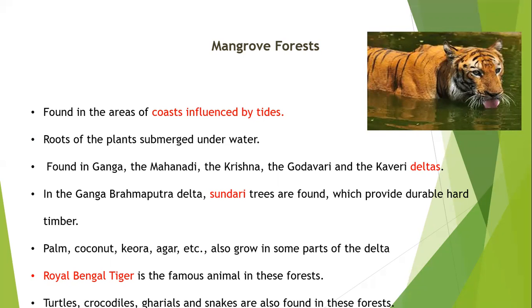They are found in the Ganga, the Mahanadi, the Krishna, the Godavari, and the Kaveri deltas. In the Ganga Brahmaputra delta, the Sundari tree is found, which provides durable hard timber. Palm, coconut, keora, agar, etc. also grow in some parts of the delta. The Royal Bengal tiger is the famous animal of these forests, but you also find turtles, crocodiles, gharials, and snakes.